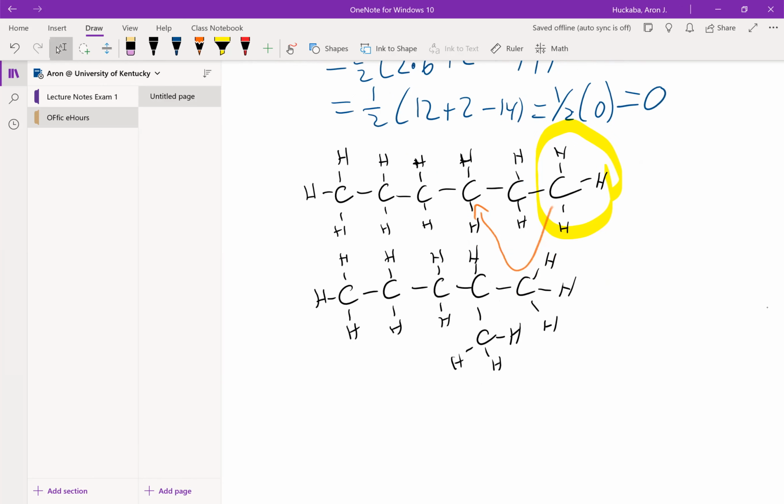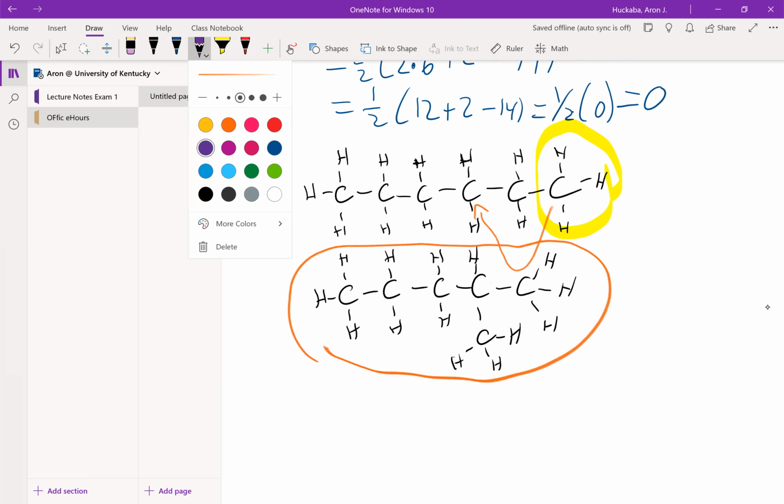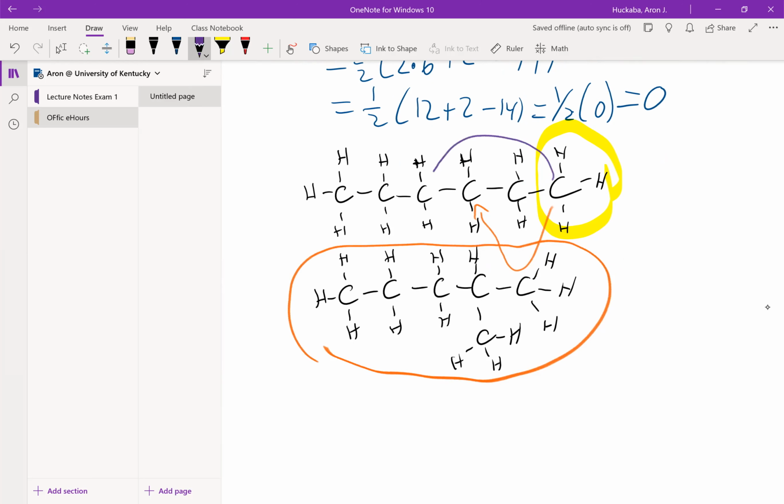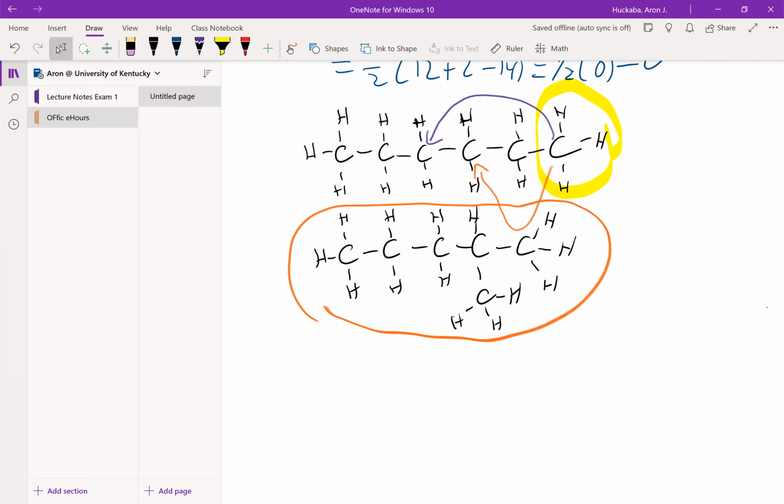Okay. Next, we need to change where that position was. So remember, that's where this one came from. We'll circle in orange so we remember. Next, let's take that same carbon and we'll attach it to this one. Okay. So I'll just draw this one in purple so we keep them straight. Carbon, carbon, 1, 2, 3, 4, 5 again, except now the carbon is here in the middle.